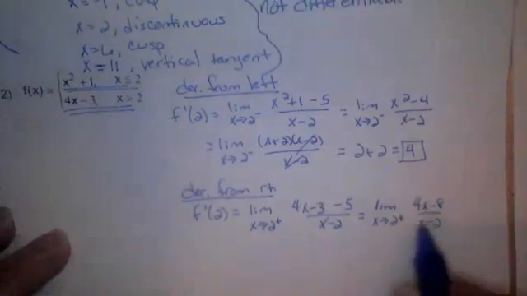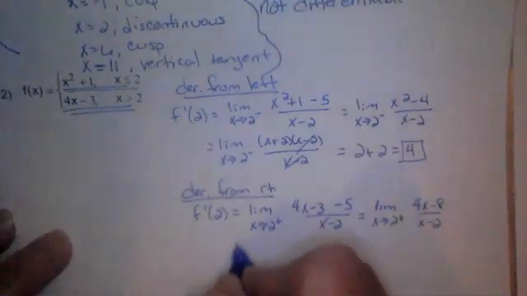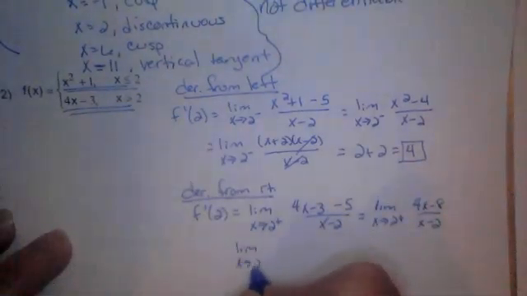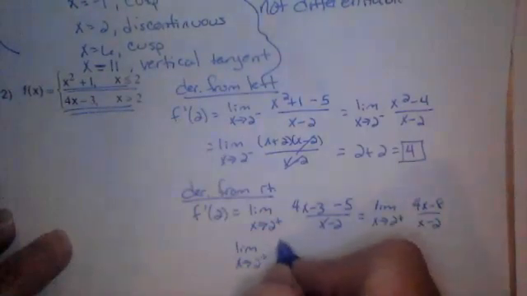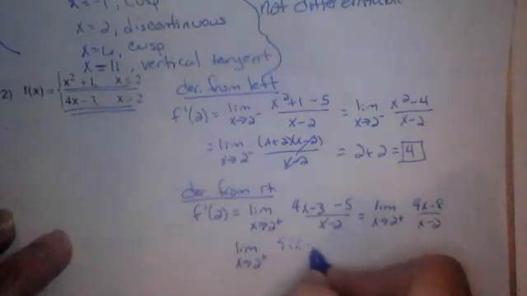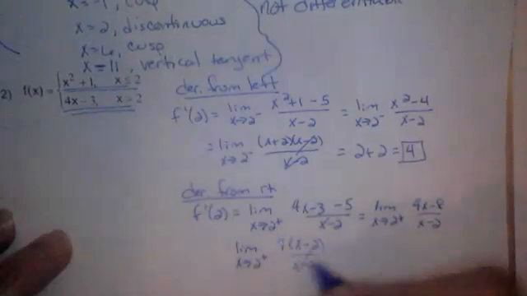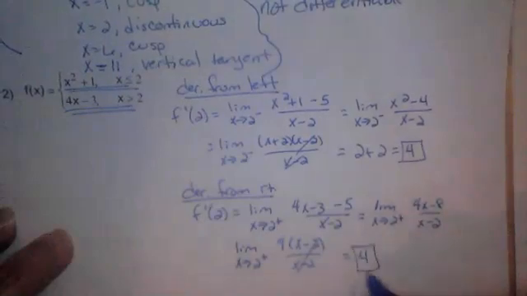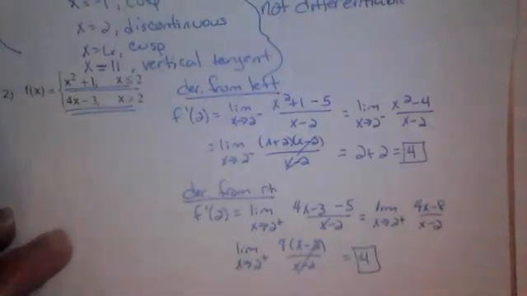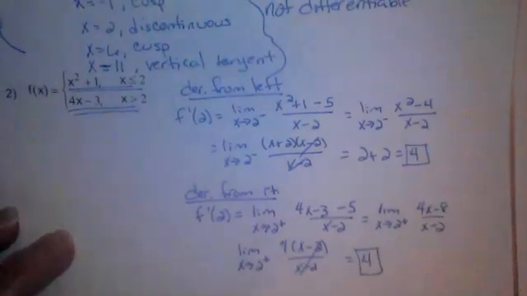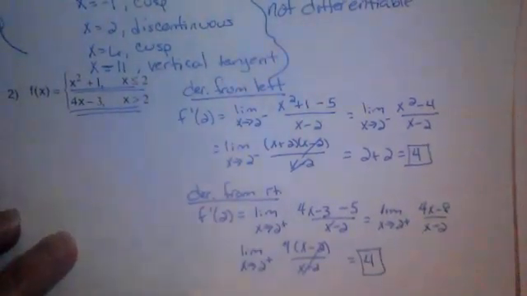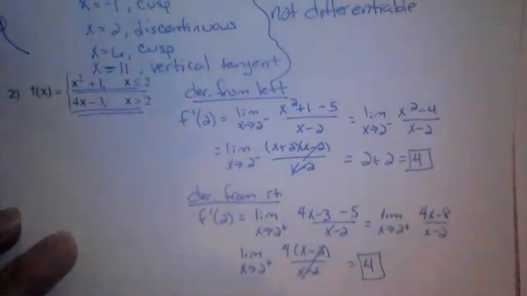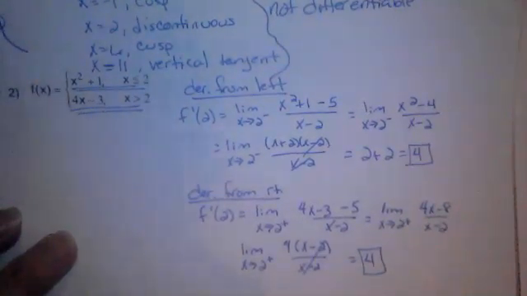And I can factor out a 4. So I have the limit as x approaches 2 from the right of 4 times x minus 2 over x minus 2. So I just get 4. And so since both of those one-sided limits give me the same answer, then the left-hand and the right-hand derivatives are equal, and that makes it differentiable at 2.